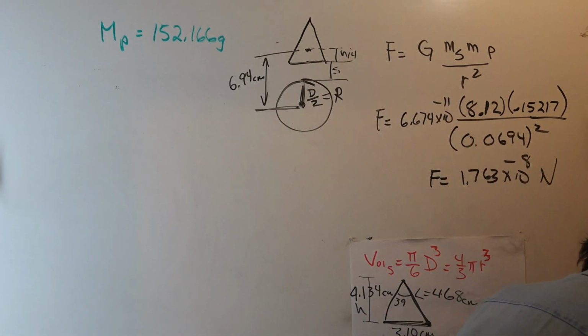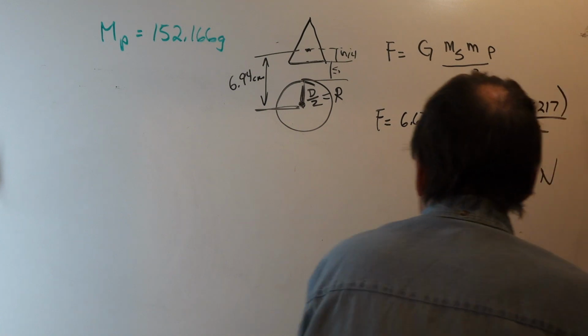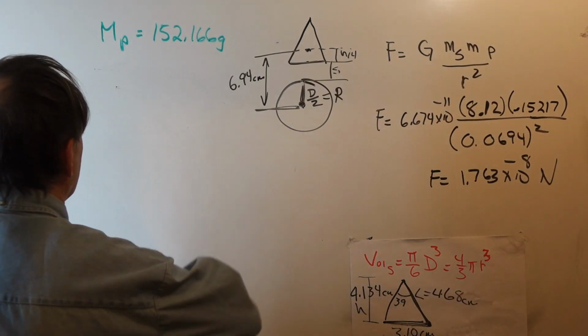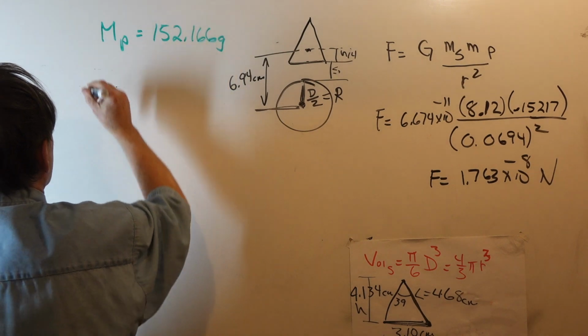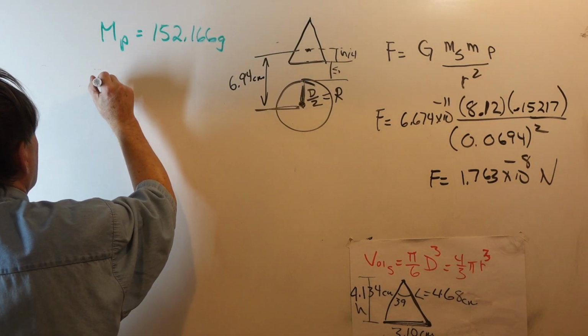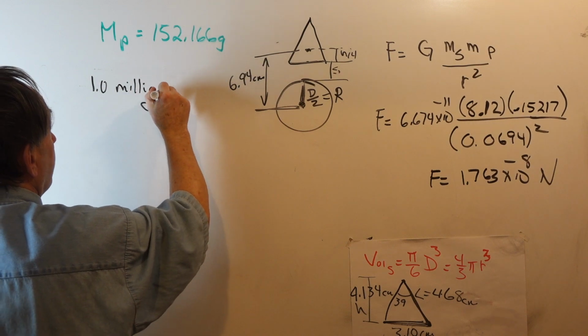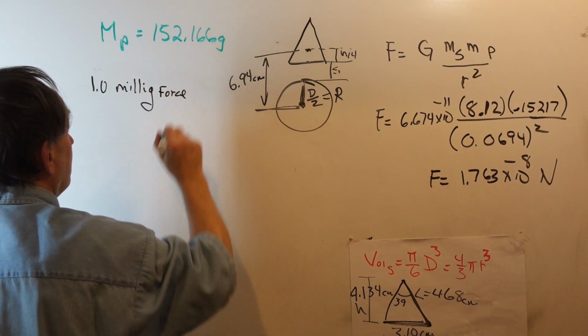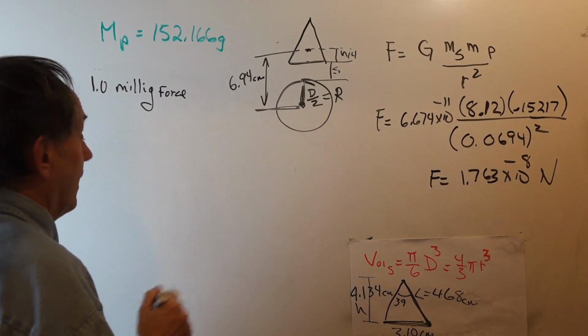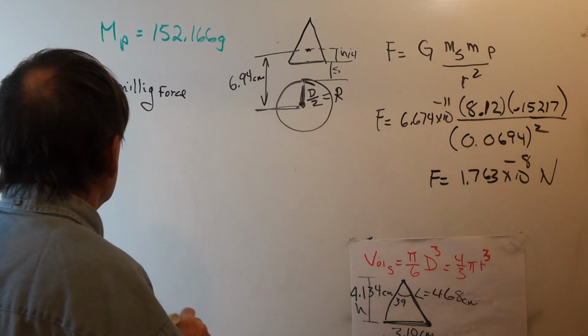Okay, now, the scale, remember, indicated 1 milligram force, 1,000th of a gram. Well, what is that in terms of newtons?